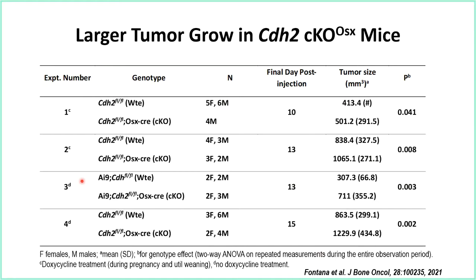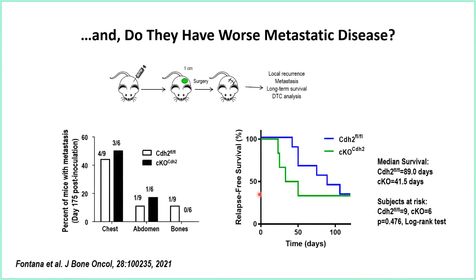This is 4 different experiments in addition to the one that I just showed you in different conditions, and all are showing a significant difference in tumor size. So the question is, do these animals lacking N-cadherin in osteoexposed cells also have worse metastatic disease? This is not conclusive, but it doesn't look like recurrence, or metastatic disease, was really different in extraskeletal sites. However, the number of animals that we could follow is relatively modest.